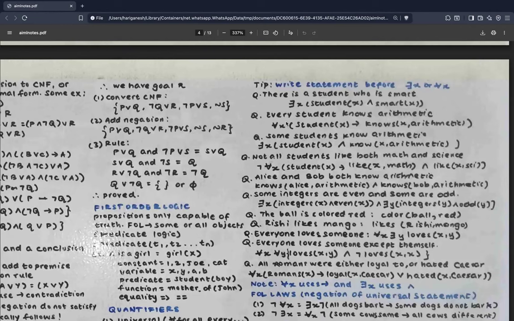For a universal quantifier, you'll use an arrow because that's how it follows, right? Every student knows arithmetic. So if you are a student, then you know arithmetic. So student of X implies knows of X comma arithmetic. So knows is a function here, it's a verb. Similarly, some students know arithmetic is going to translate to there exists X, but you are both a student and you know arithmetic. So and is used here.